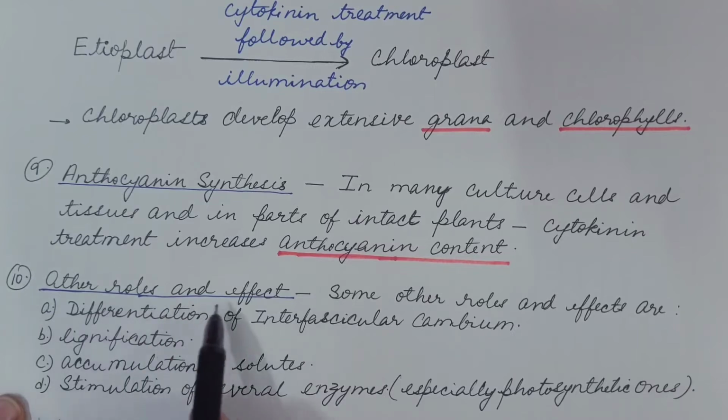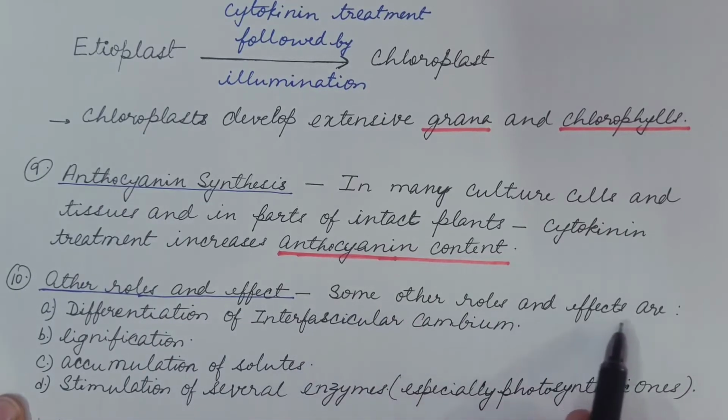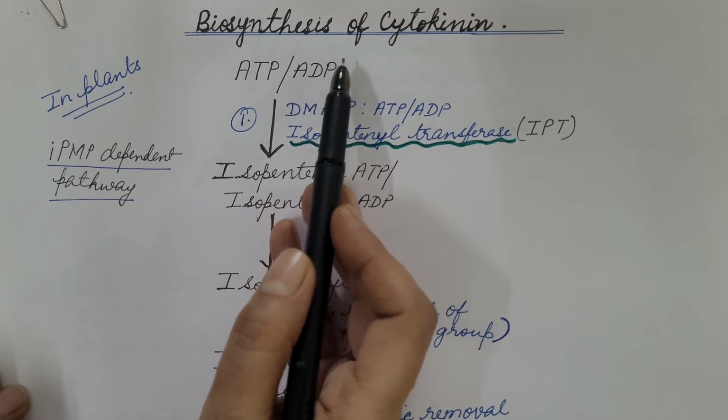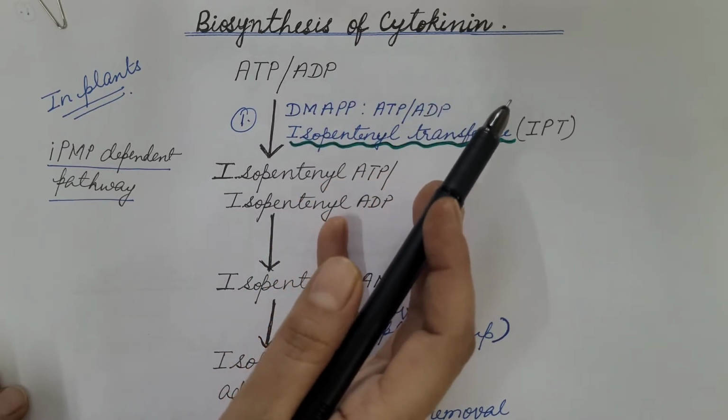10th, other roles and effects. Some other roles and effects are differentiation of interfascicular cambium, lignification, accumulation of solutes, stimulation of several enzymes, especially photosynthetic ones. Now let us see biosynthesis of cytokinin.